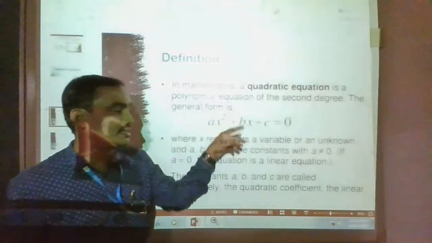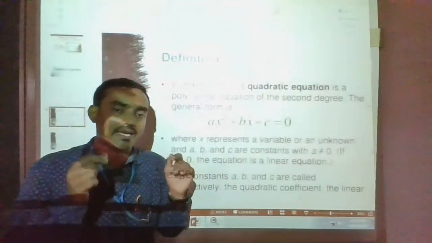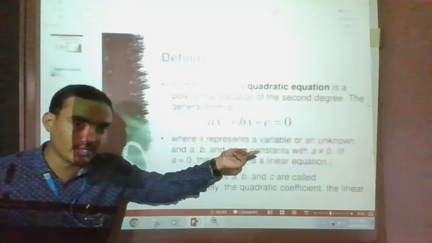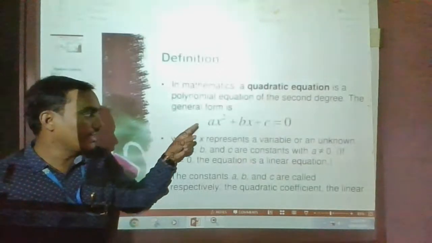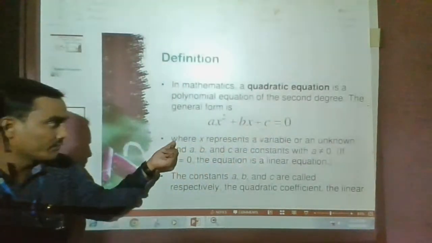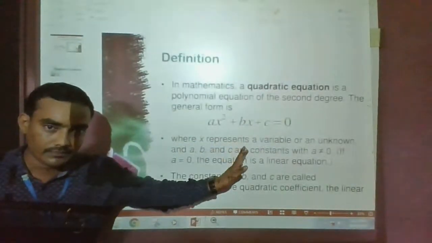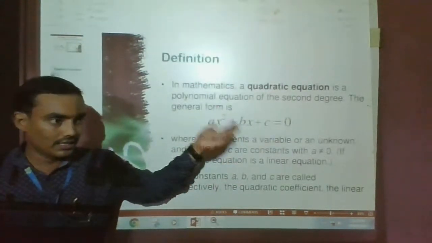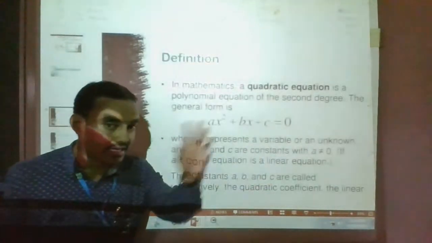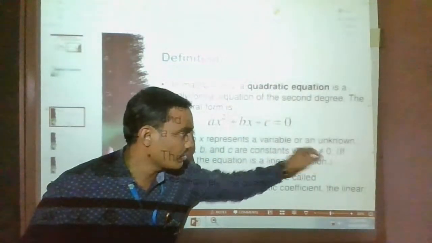Where a, b, c are any real numbers, whether positive, negative, whatever it may be. So the general form of a quadratic equation is ax square plus bx plus c is equals to 0, where x represents the variable or unknown, and a, b and c are constants, and the condition is that a is not equals to 0.